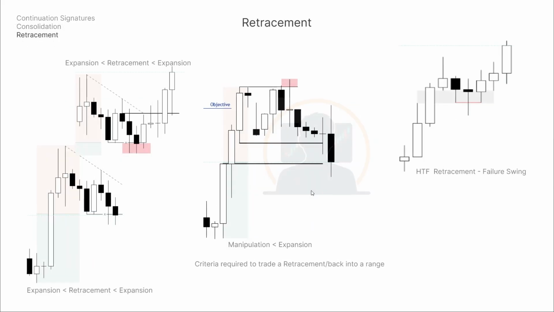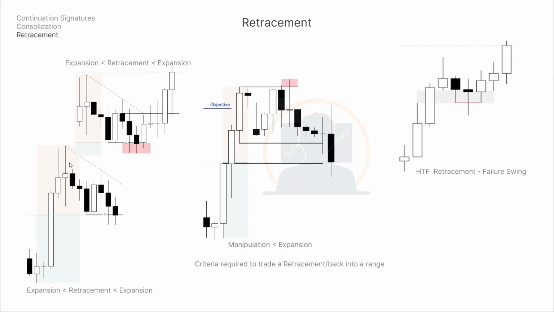So moving on to our next continuation phase, which is retracement. As we learned in the previous slides, retracement is when the market trades into an objective but fails to reverse. Rather, it starts pulling back, leaving behind failure swings. These failure swings will later act as draw on liquidity in the next expansion phase. So how can we trade this retracement?